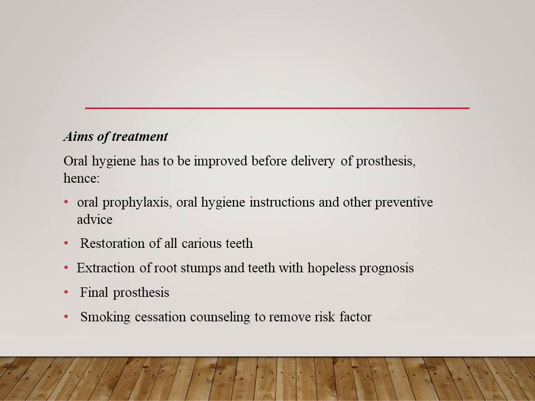So oral prophylaxis, oral hygiene instructions and other preventive advice has to be given. All the carious teeth have to be restored. The root stumps have to be extracted along with the teeth which have hopeless prognosis. So if there are teeth which are grade 2 or grade 3 mobile, they also have to go, or if there is inadequate bone support, it's better to get rid of them.